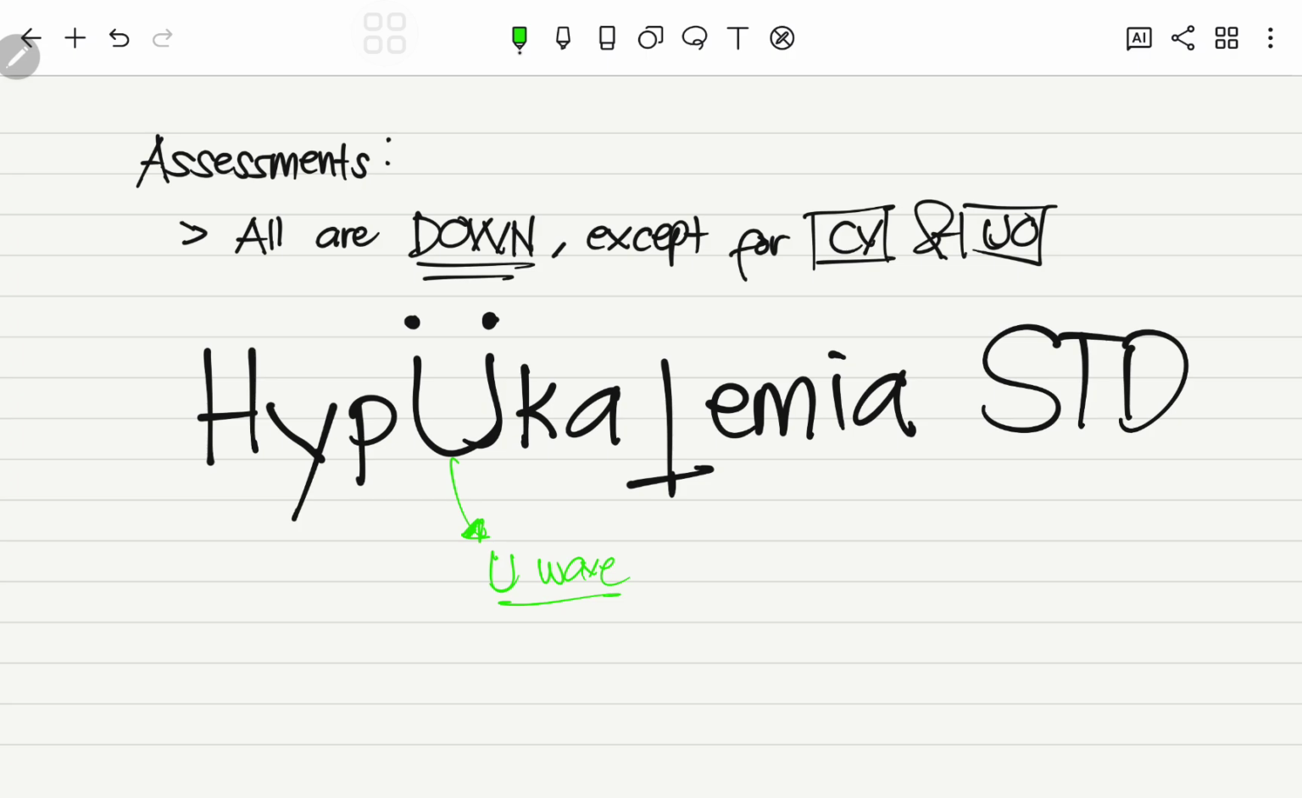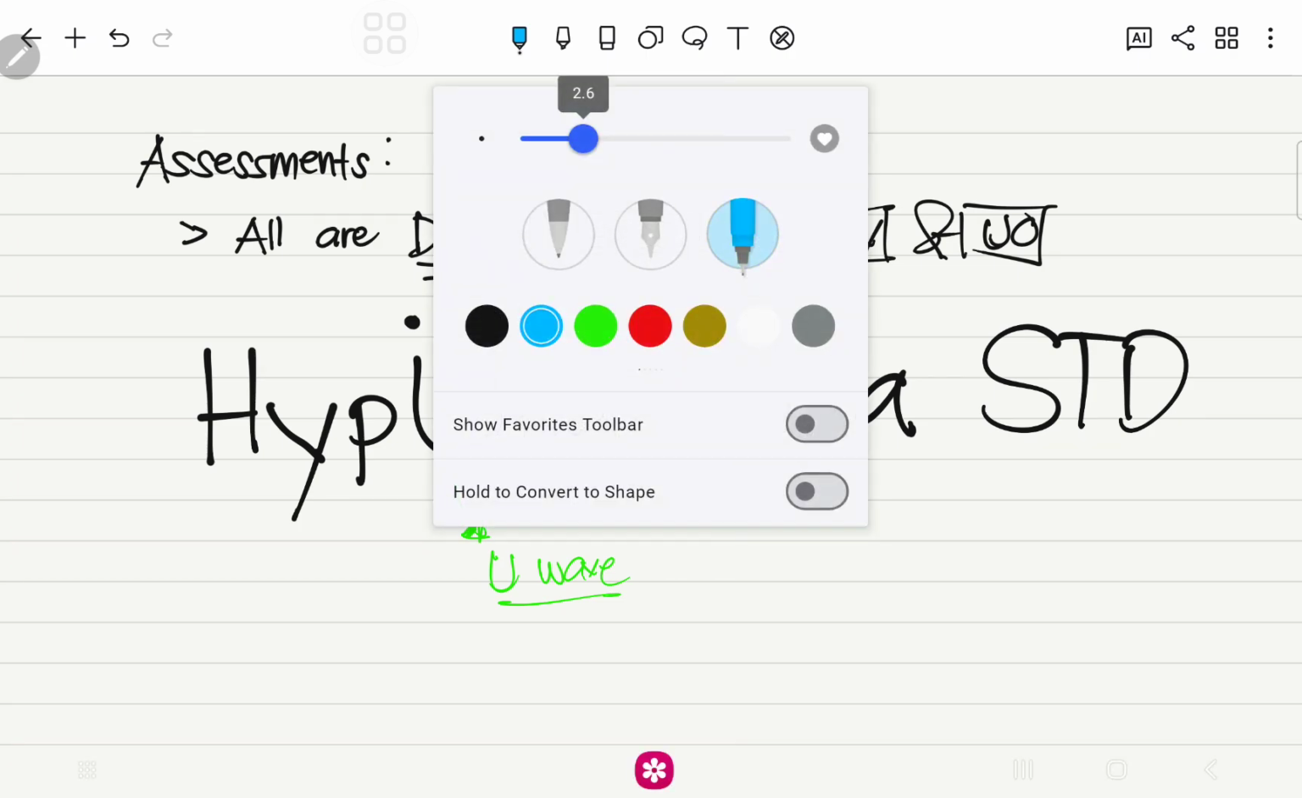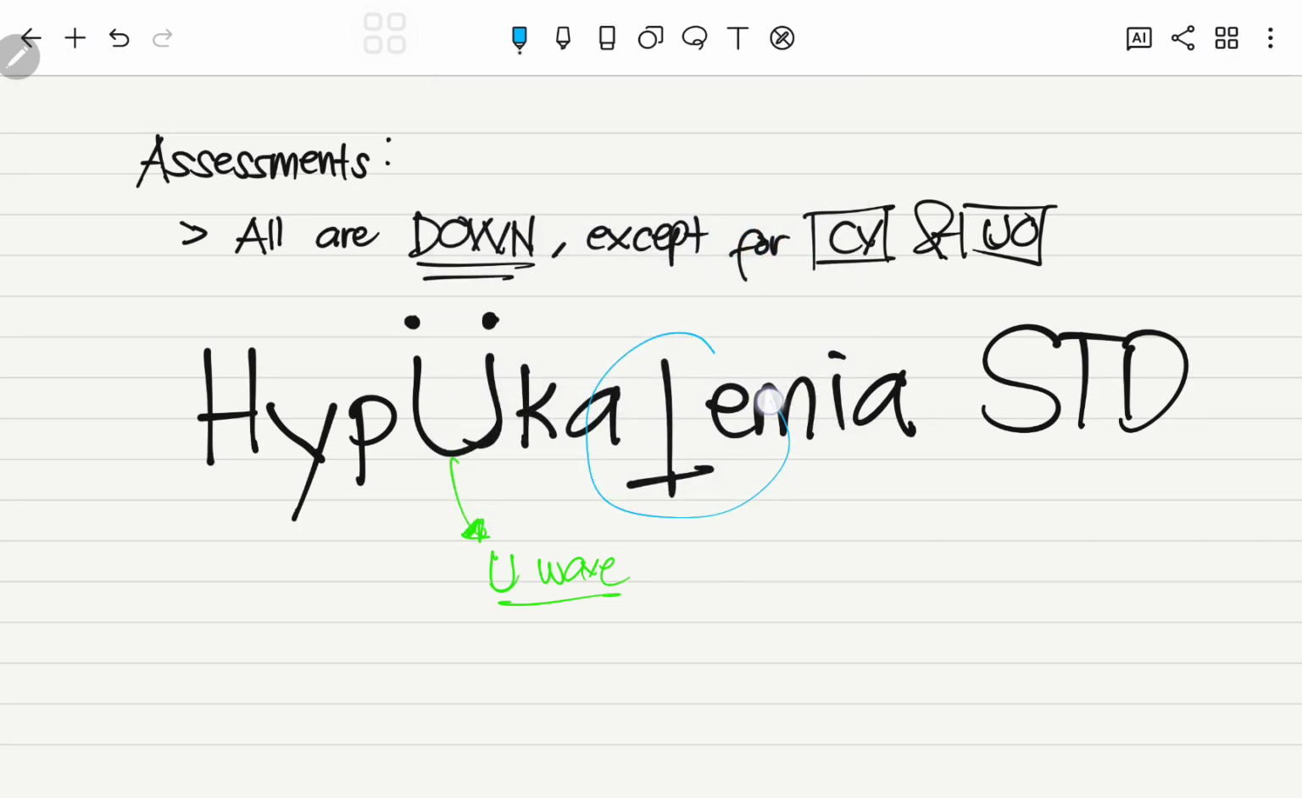Another also, intendedly, I made this inverted T for us to remember that there is an inverted T wave in your hypokalemia. Okay, so tandaan natin yan. These two most important things. Okay, first is your prominent U wave, hypokalemia.